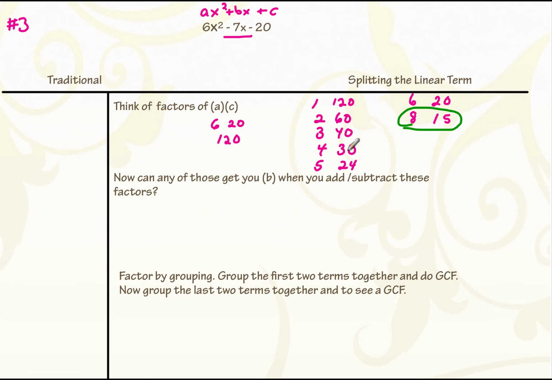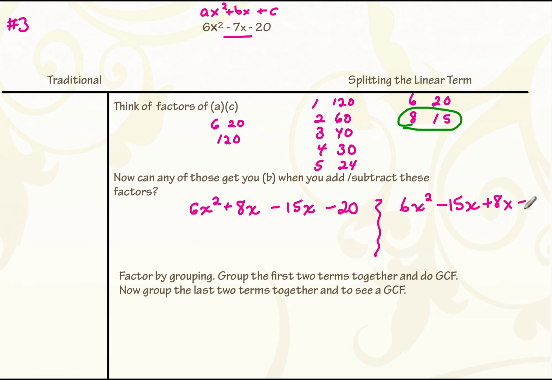Okay. So let's go down here and let's rewrite. I have 6x squared. All right, so I have to get a negative 7 because that's my linear term. So that would be plus 8x minus 15x minus 20. Now you could be asking, would I get the same answer if I chose to write 6x squared and then put minus 15x plus 8x minus 20? Well, let's do it both ways and see.